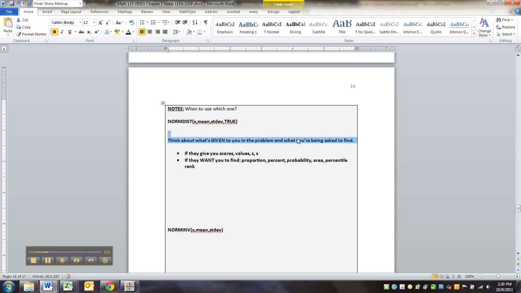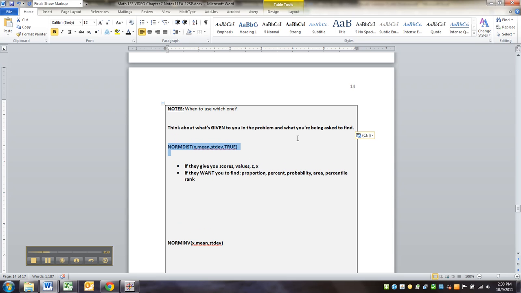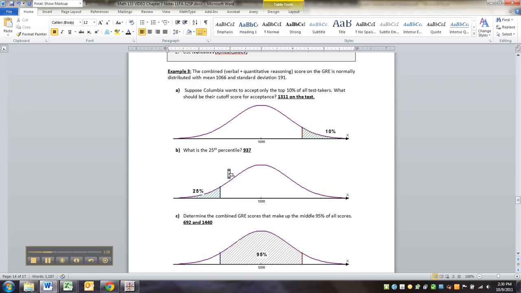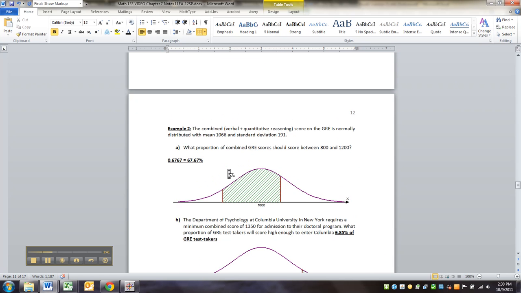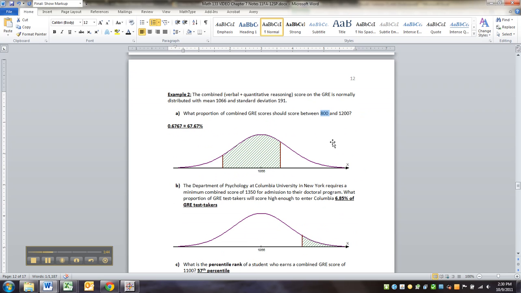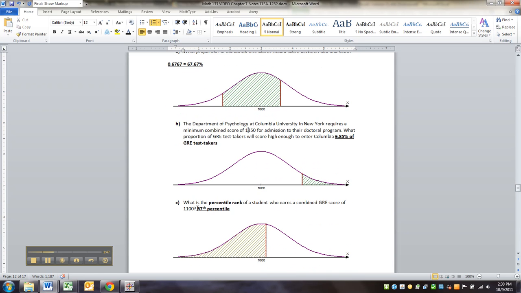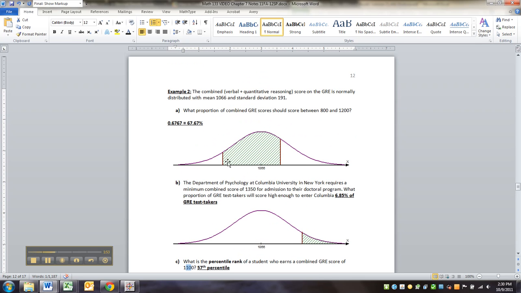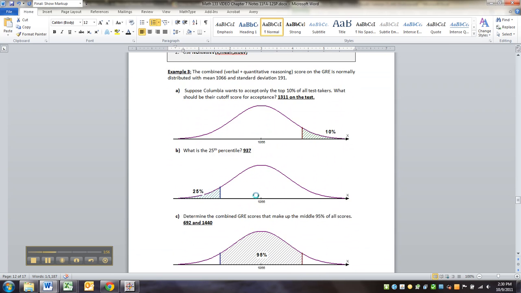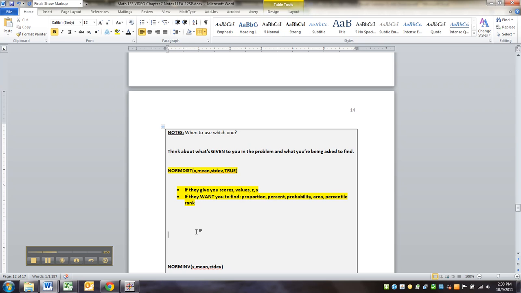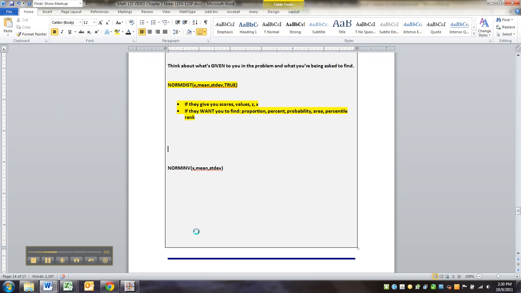In fact, I'm going to put that up here because it pertains to both of them. So if you're going to use norm dist, then they're going to give you scores. Like, think of the GRE example they were giving us back here. They gave us the score of 800, 1200, 1350, 1100. When they're giving you scores and they're asking for percentile rank, proportions, percentages, probabilities, area, all of that is norm dist or norm dot dist, either one. And technically norm s dist, but we don't have to use that one if you don't want to.